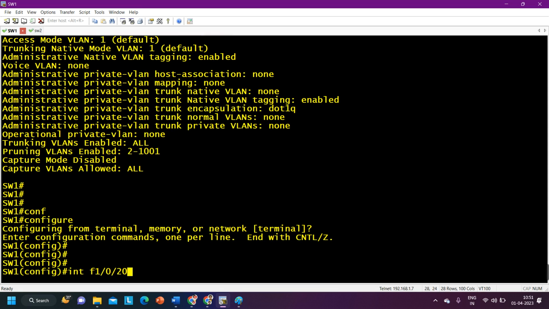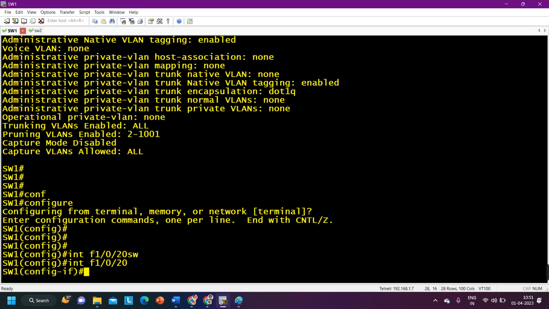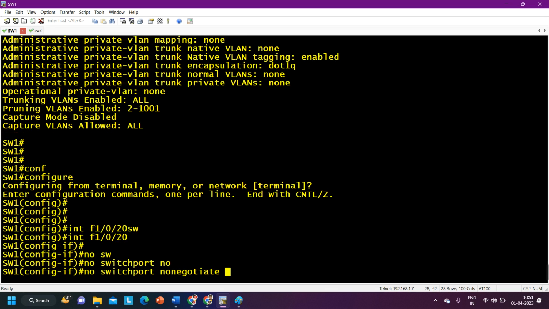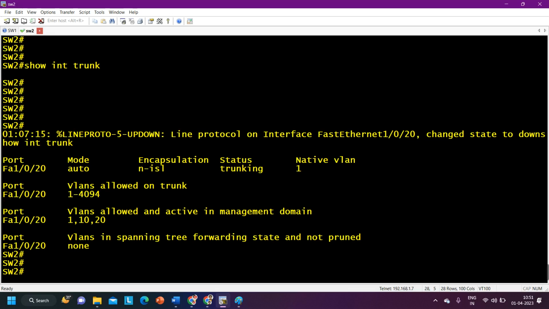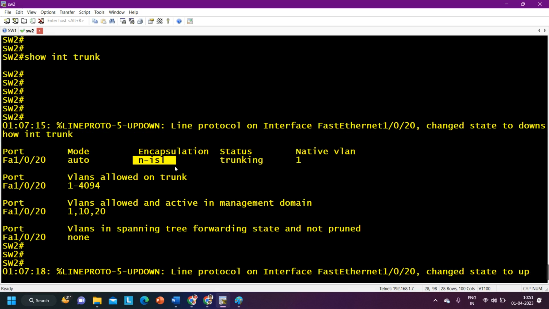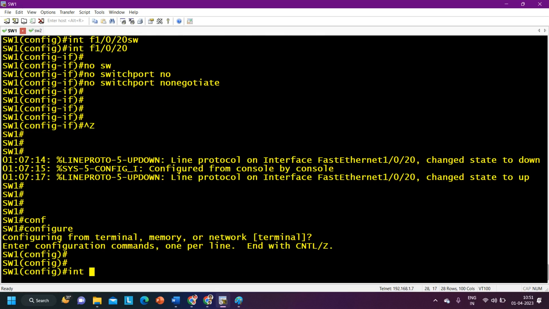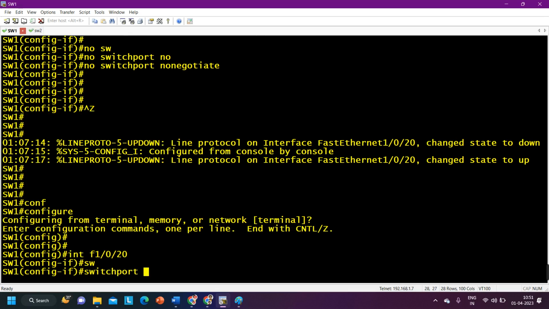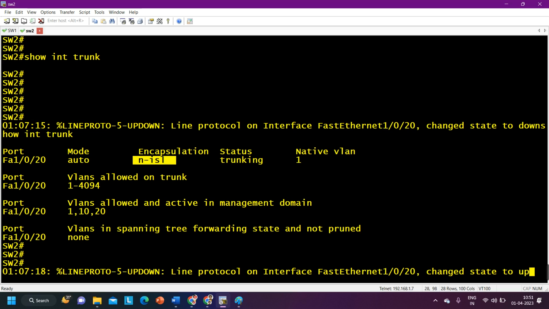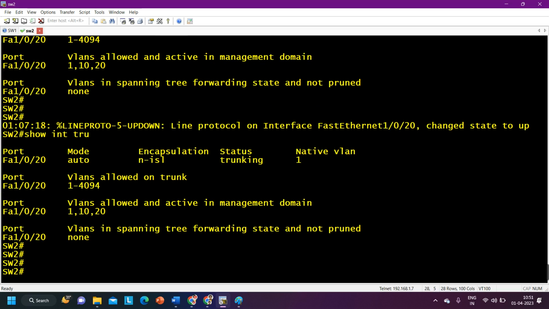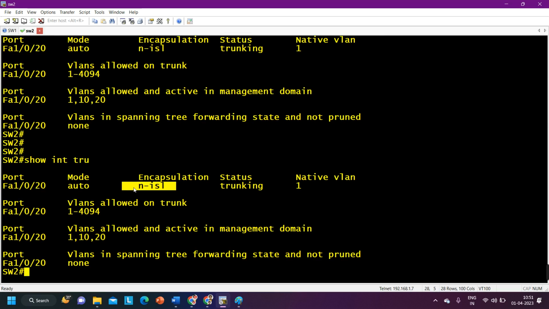Interface f1/0/20 and say switch port, say no switch port no negotiation, right? See, this switch also negotiated it as ISL. If I change it over here on switch number 1, interface f1/0/20, switch port trunk encapsulation .1q, then on switch number 2, see guys, what encapsulation protocol is running? ISL.